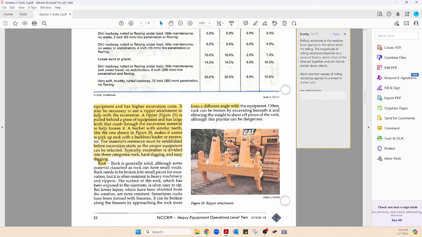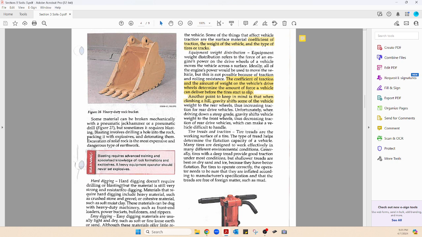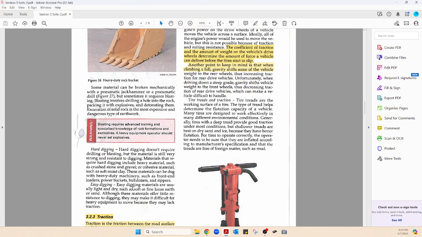So there's the ripper. Rock is generally solid. It talks about how to rip up the rock. You can read about that. There's the T right here, and they have what they call slobber bits along the side. But they do have such things as rock teeth. They're forked and a bit more pointed than that. So hard digging, it talks about, doesn't require drilling or blasting. It's kind of defining the different kinds of digging. I'll let you guys read that for yourself.